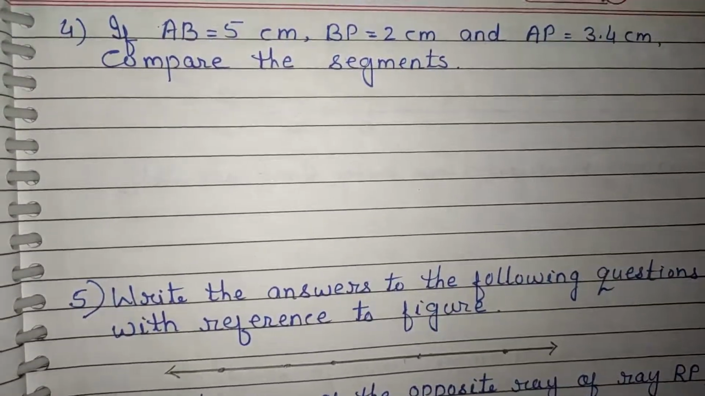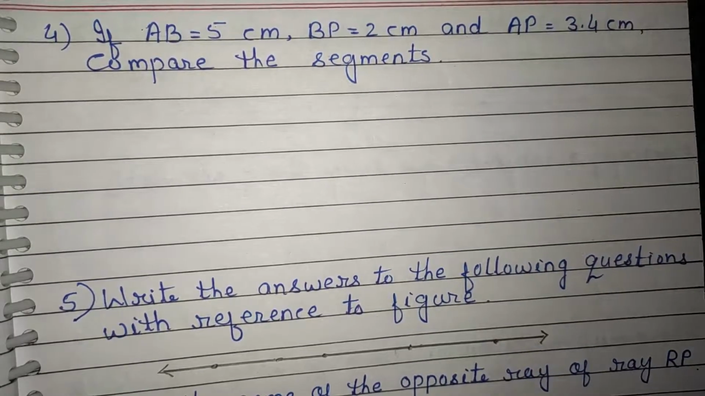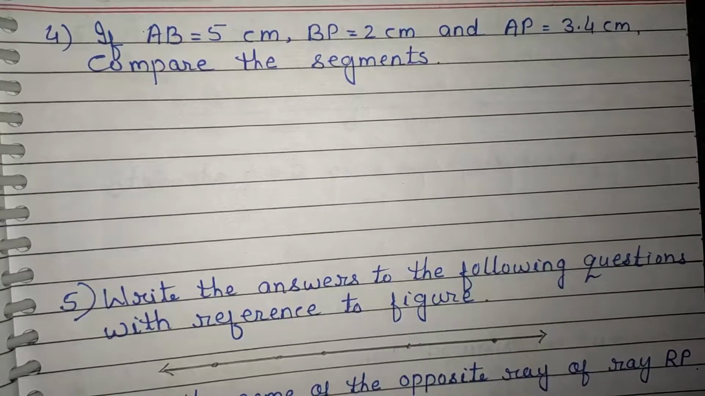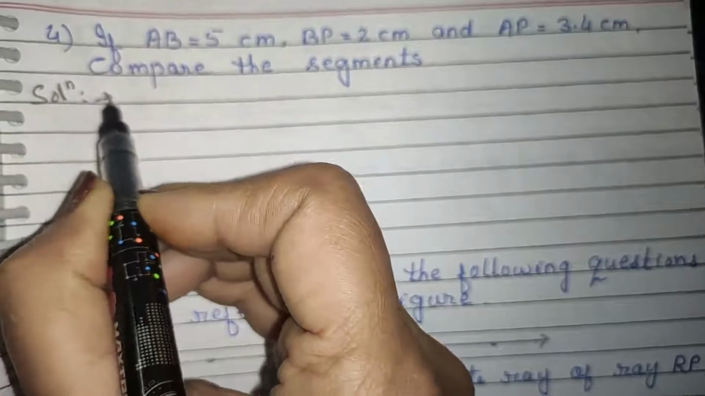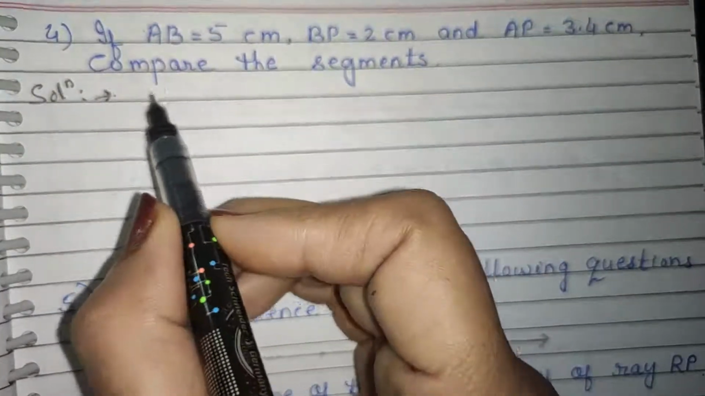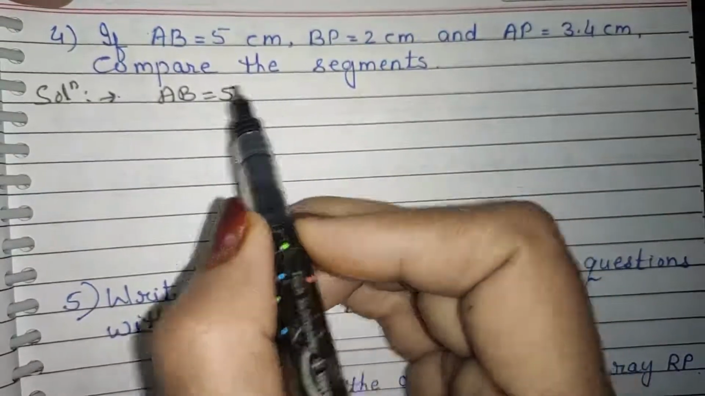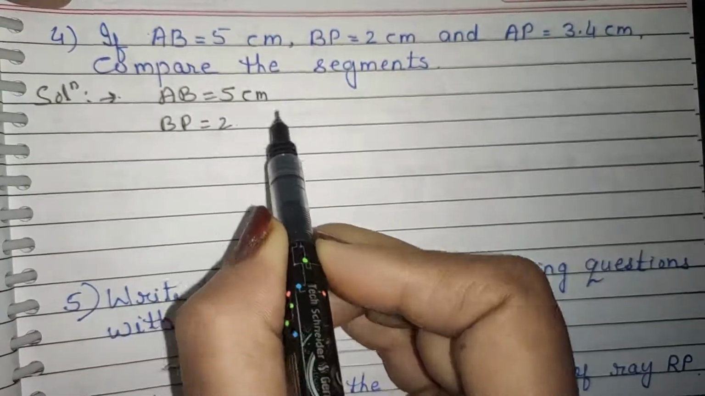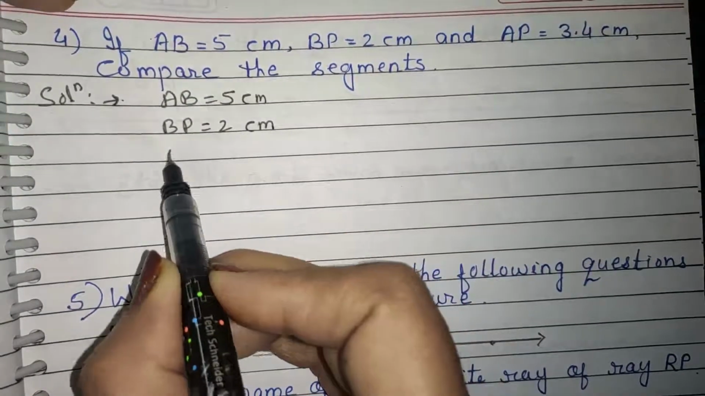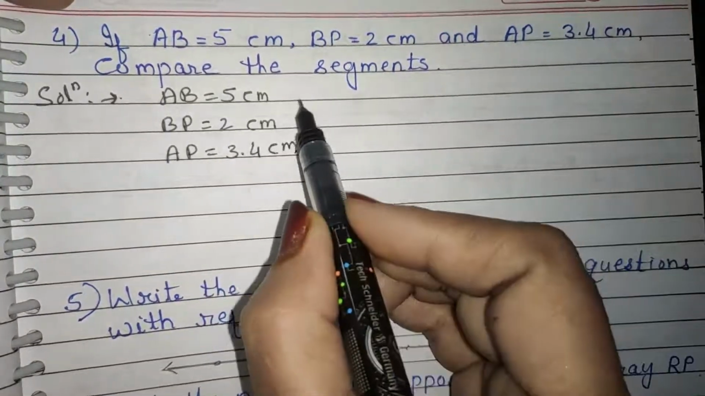Next question. If AB is equal to 5 cm, BP is equal to 2 cm and AP is equal to 3.4 cm, compare the segments. Write down the solution here. AB is equal to 5, BP is equal to 2 cm and AP is equal to 3.4 centimeter. It is given.